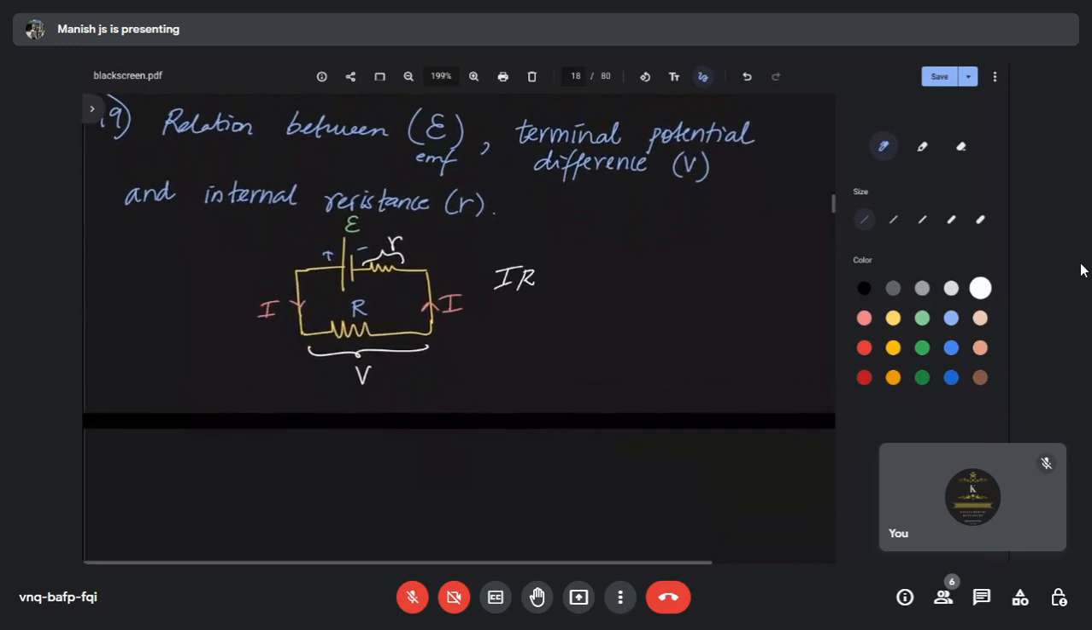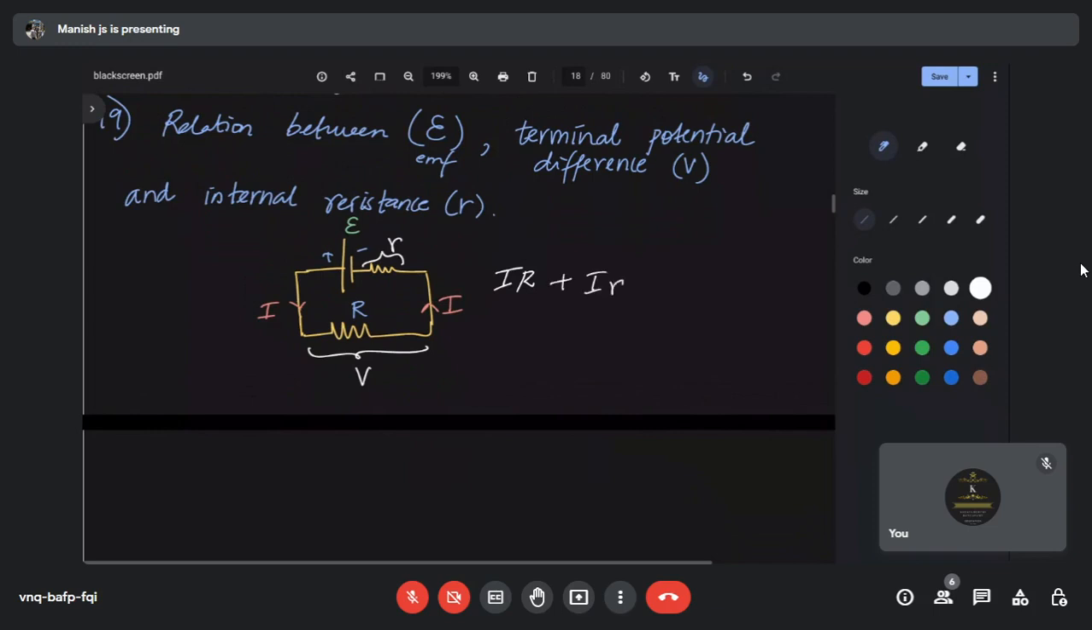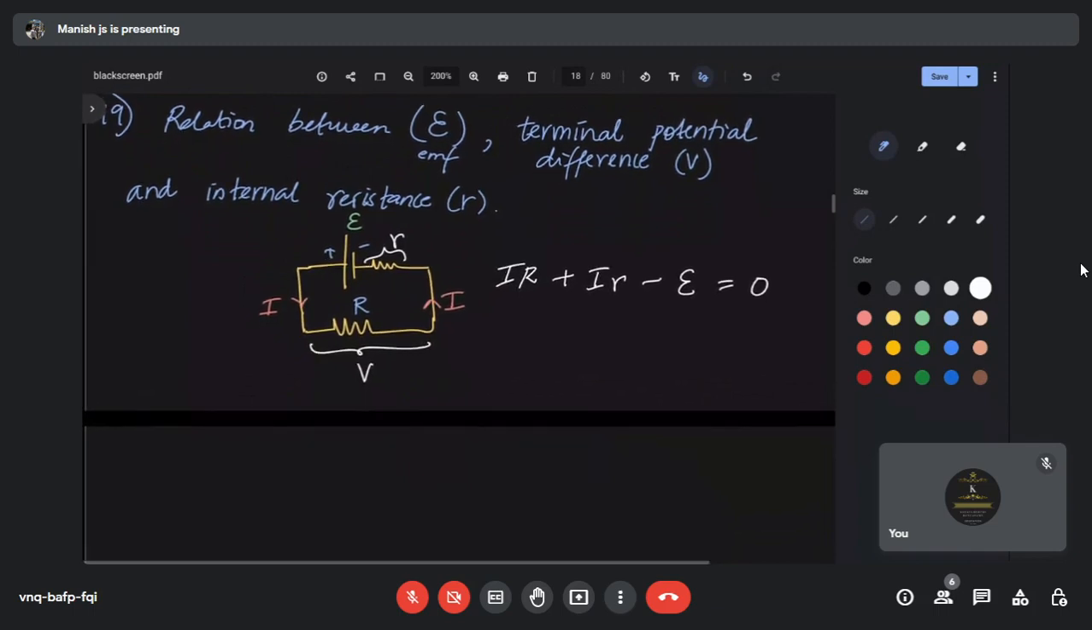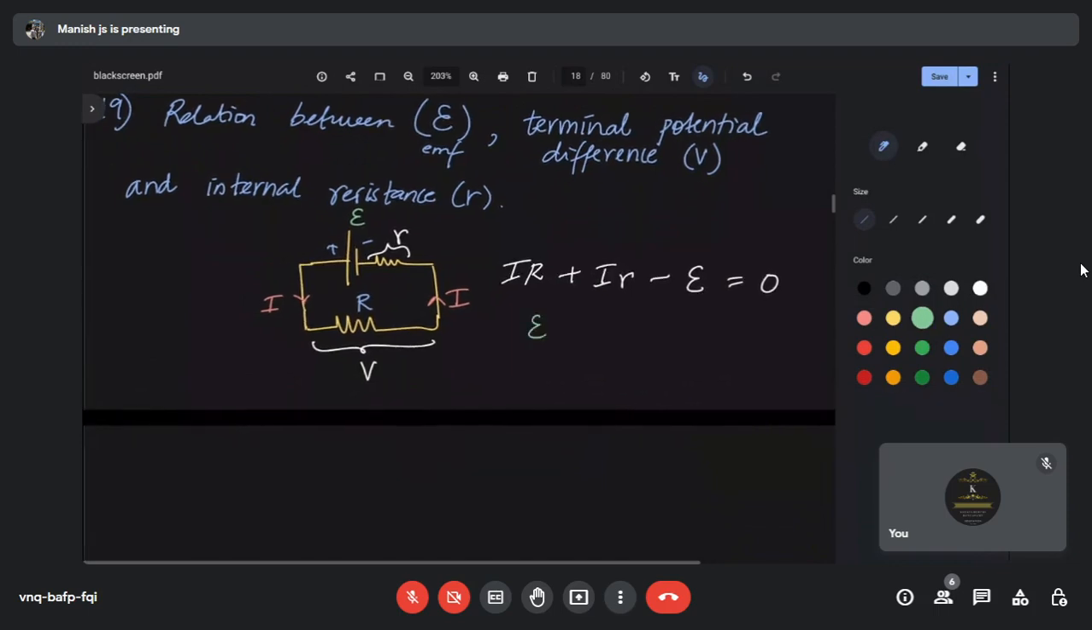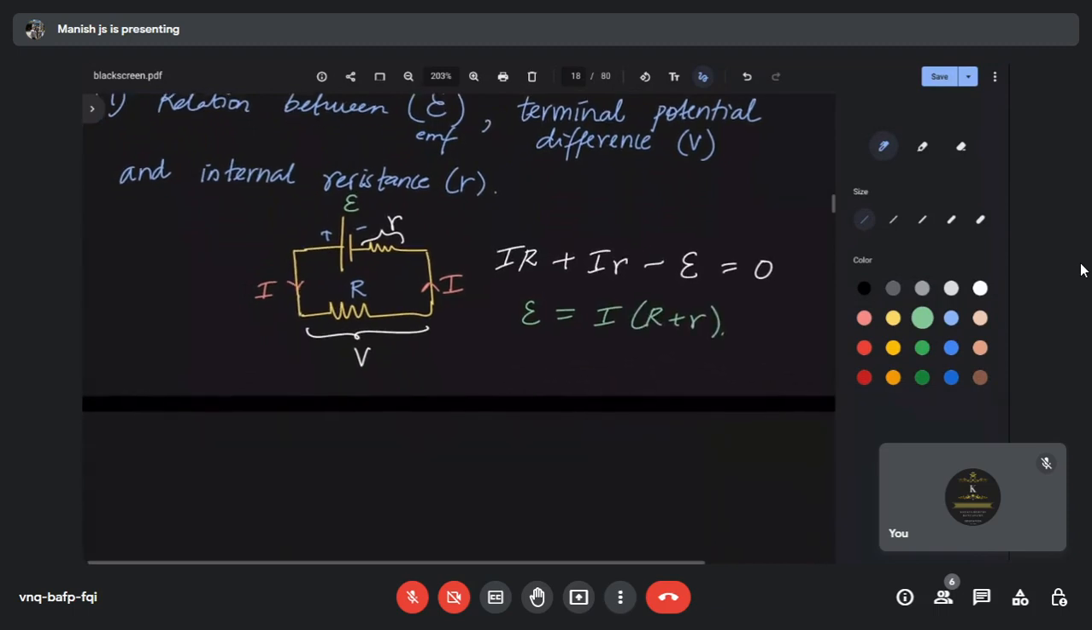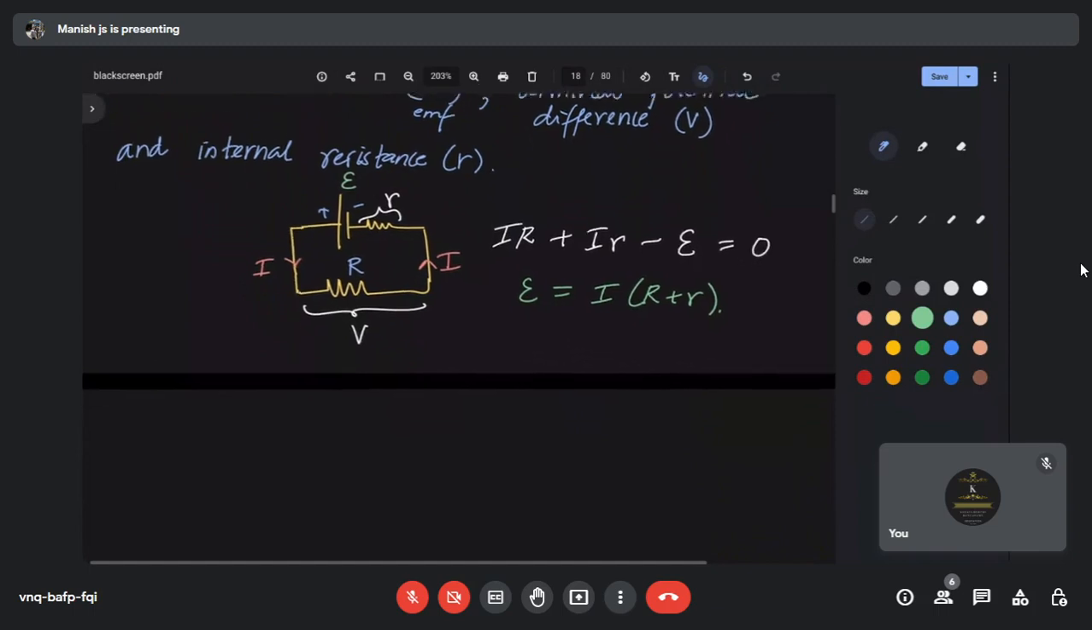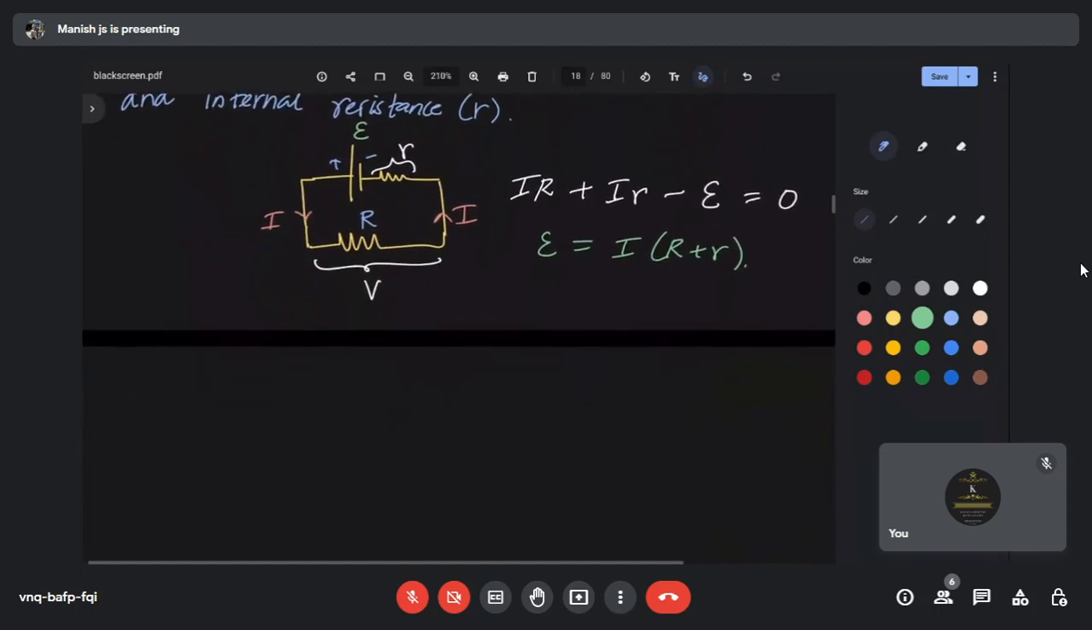So I into R plus I into small r minus E is equal to 0. So the sum of the potentials inside a closed loop is always equal to 0. That is what I have applied. You go for a rearrangement, you will get E is equal to I times capital R plus small r. Okay, so you get it like this. So therefore, if you rearrange it for current, you get I is equal to E upon capital R plus small r. So this is how you get the relationship.